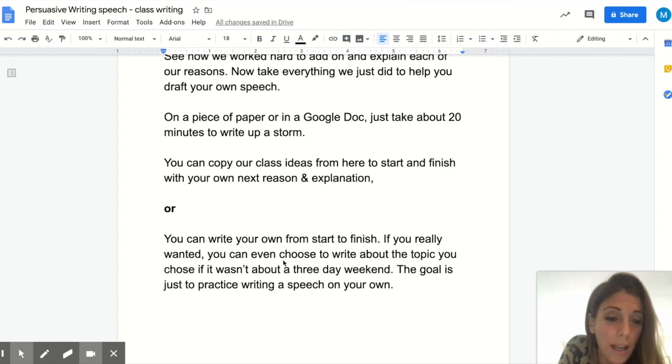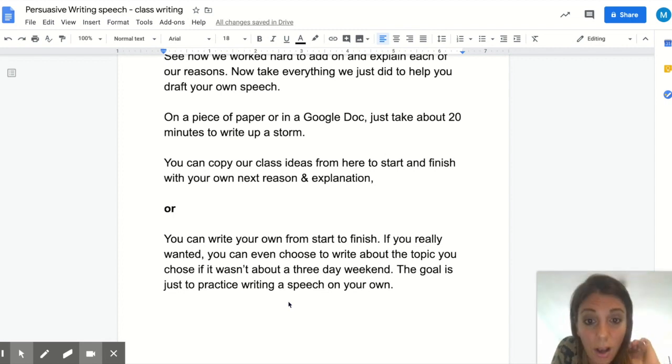The goal today, writers, is just to practice writing a speech on your own using convincing reasons, details, and examples of your own, okay? So one, think of your audience. Two, think what matters to them. Three, just start writing. All right, writers? Off you go. I'm really excited to read what you write. So make sure if it's not in a Google Doc, make sure you're taking a picture and you're posting it onto Seesaw.